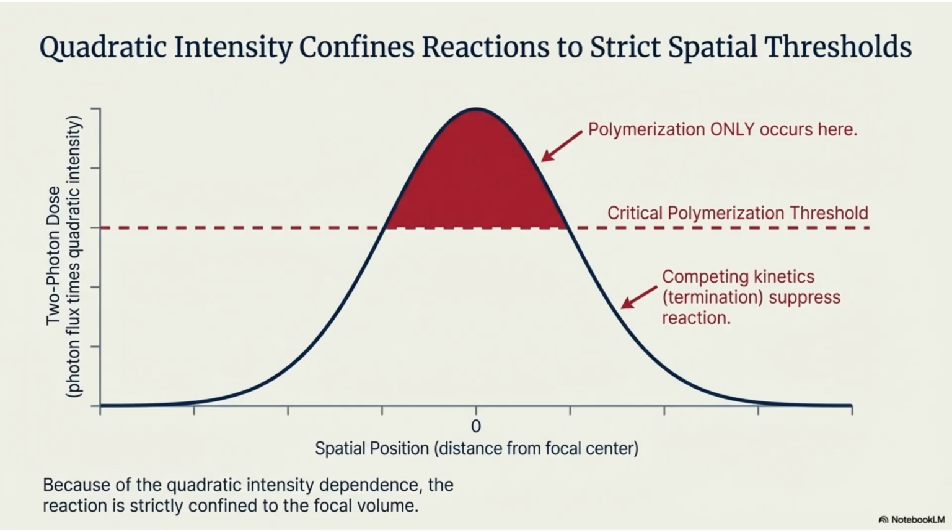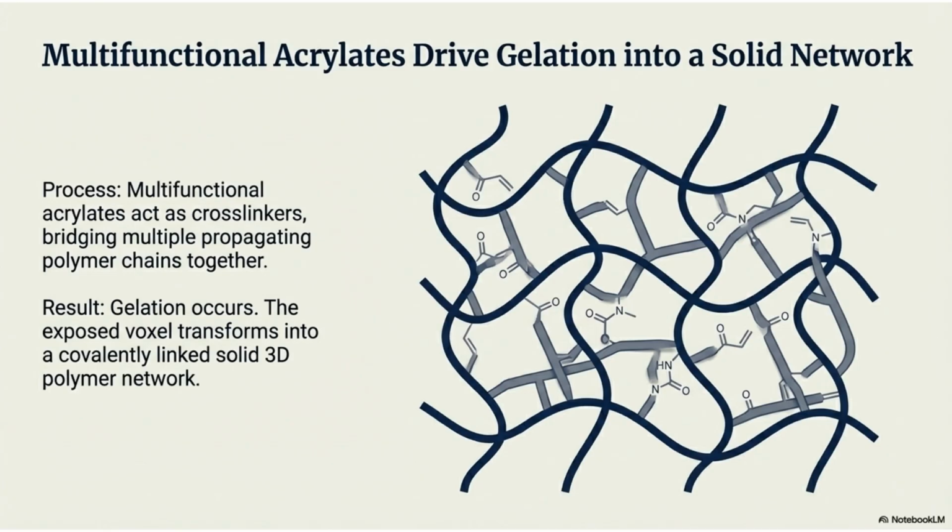The quadratic intensity dependence confines the reaction to the focal volume, ensuring that polymerization only occurs above the critical polymerization threshold. Competing kinetics suppress the reaction outside this area. Multifunctional acrylates act as cross-linkers, bridging multiple propagating polymer chains. This process, called gelation, transforms the exposed voxel into a covalently linked solid three-dimensional polymer network.